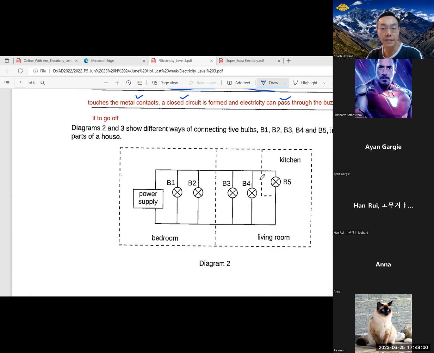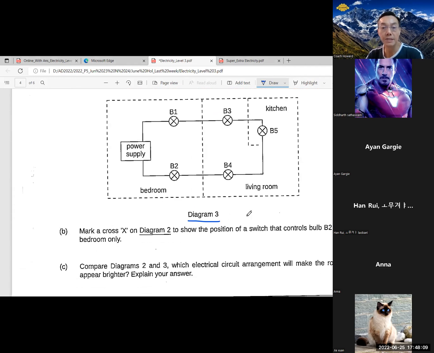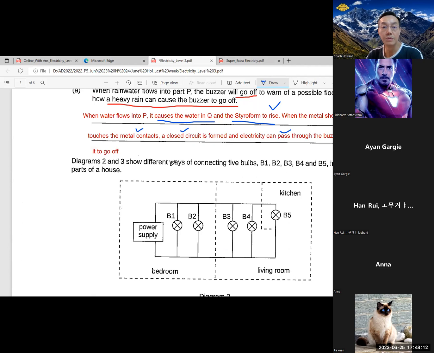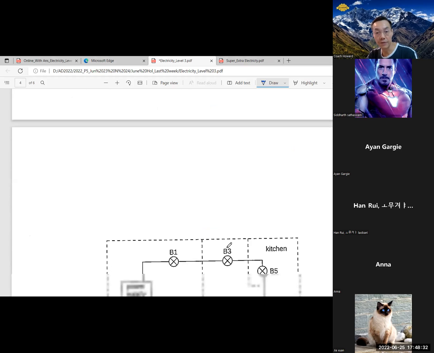Okay, this is another question. Diagram 2 is here, and diagram 3 is on the next page. Diagram 2 and diagram 3 show different ways of connecting these 5 bulbs in different parts of a house. So you take note that this is a bedroom, and then this is a living room. The dotted line represents the walls. So the question is on the following page.